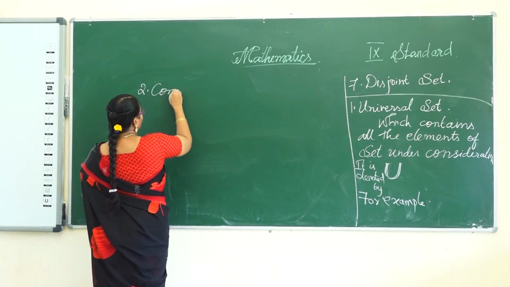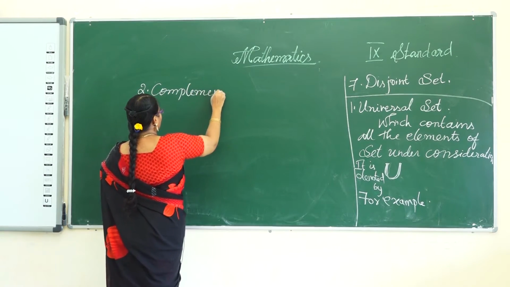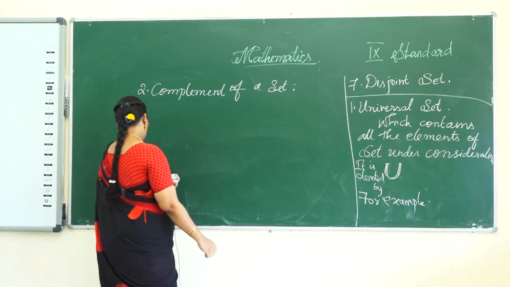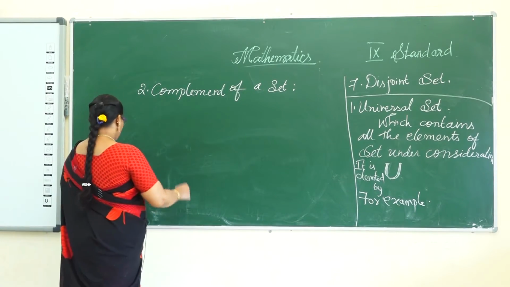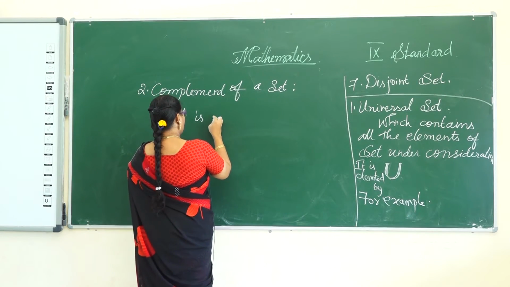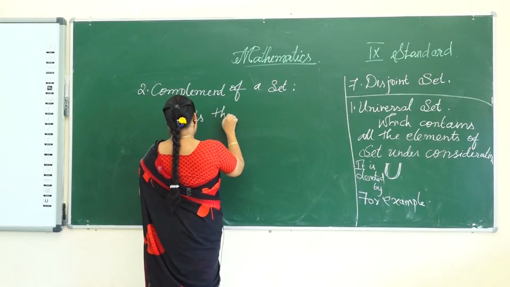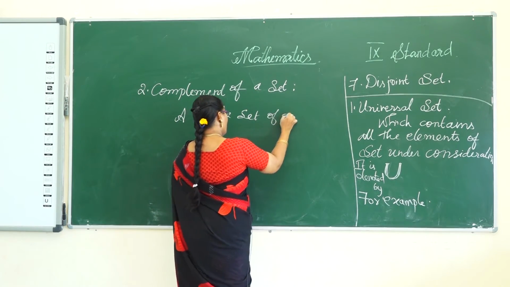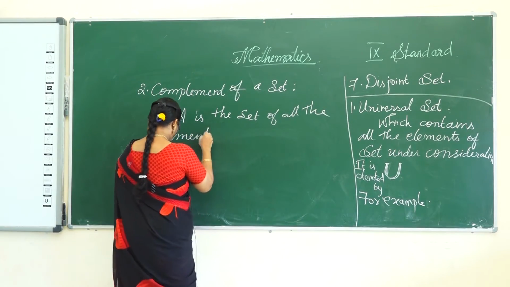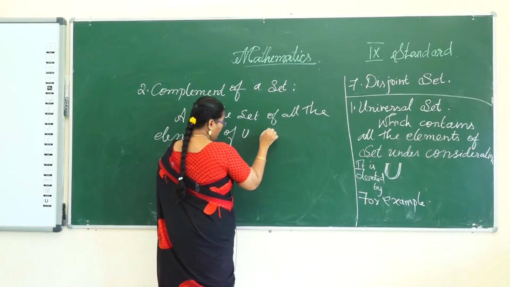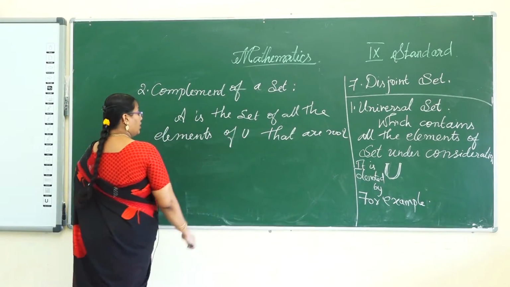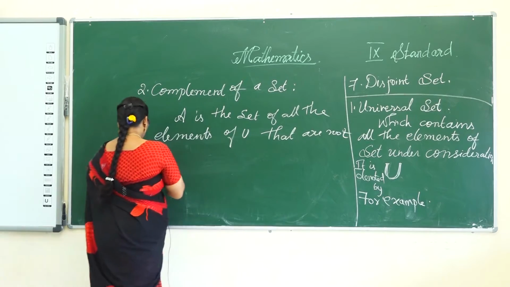Second one, complement of a set. Complement of a set is a set. The set is the set of all the elements of U that are not in A.